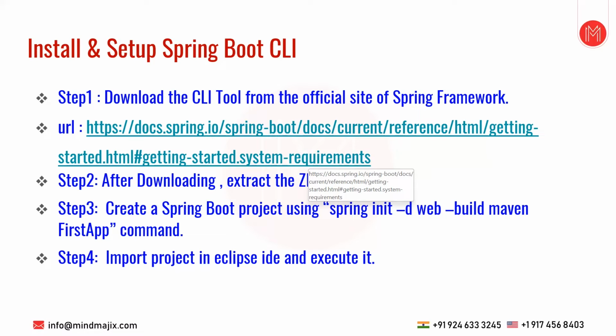The first one is how to install and set up Spring Boot CLI. A CLI is basically a command line interface. This command line interface will help you to create a Spring Boot project. Okay. So if you want to work with Spring Boot CLI, the first step is you need to download the CLI tool from the official site of Spring Framework. Here I already mentioned the URL. You can go through this URL and download the Spring Boot CLI.